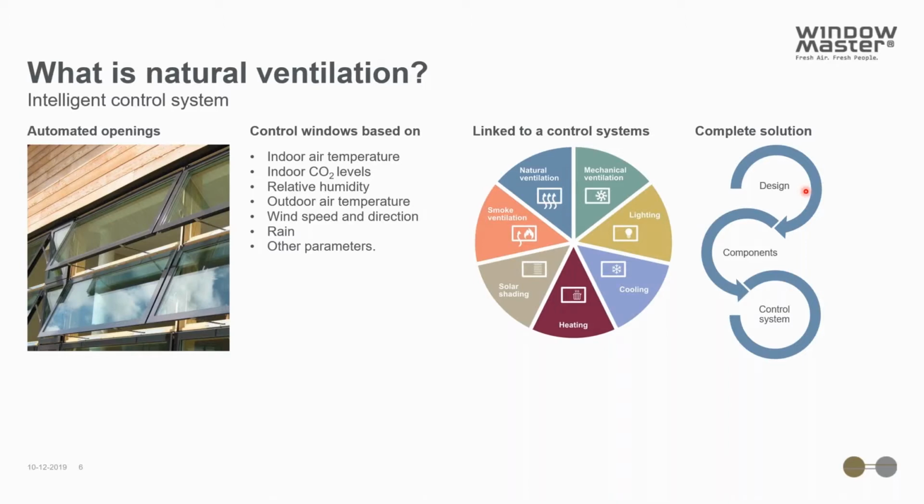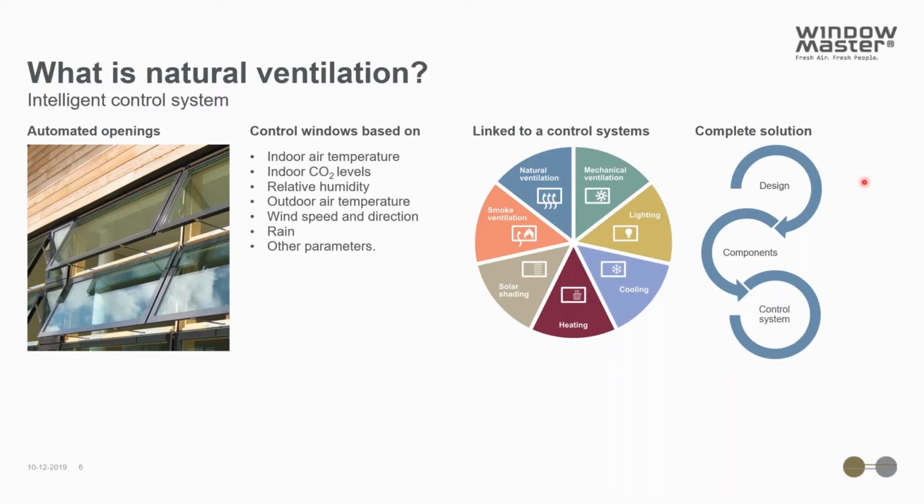The natural ventilation system should optimally also be linked to the overall control system of the building and cooperate with other building systems. In many of our projects, we see a mixed mode system. So a ventilation system where you utilize both natural ventilation and mechanical ventilation. In this type of system, it's very important that the natural ventilation and the mechanical ventilation work together in the right way, so you can utilize the best of both worlds.